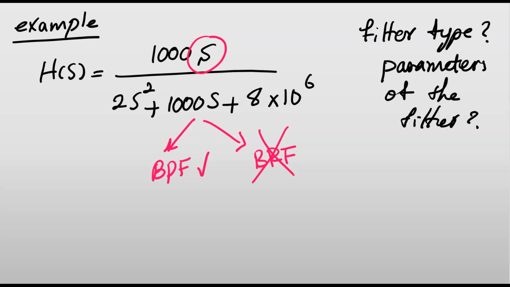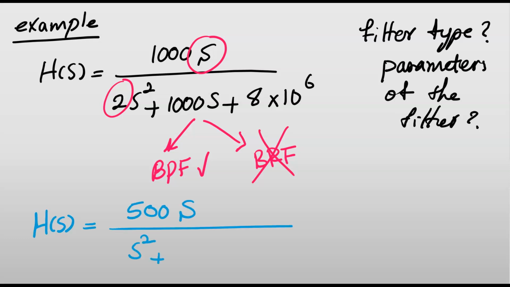Now the question is: what are the parameters of this filter? Is this transfer function in its standard form? No, it's not, because the coefficient of s squared is equal to 2 and not equal to 1. So I'm going to divide everything by 2 to get rid of the coefficient of s squared, and then I can consider my transfer function a standard transfer function. If I divide everything by 2, then H of s will be 500s divided by s squared plus 500s plus 4 multiplied by 10 to the 6.